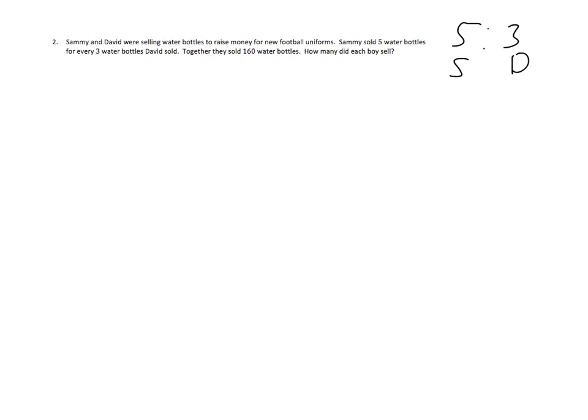But it's talking about how much did they sell together. So we're looking for a total. Well, let's draw our tape diagram to start. Sammy had 5. 1, 2, 3, 4, 5. And then David had 3.